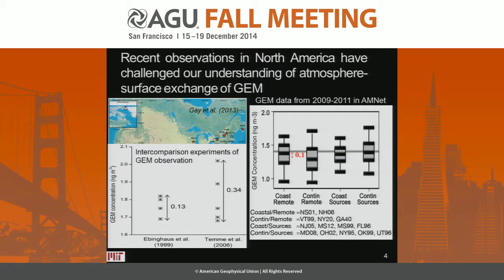However, no definitive conclusion can be drawn from this plot because of the limited measurement size, and more importantly, the large intercomparison errors of GEM observations by different labs. This plot shows results from two intercomparison experiments of GEM observations. We can see that GEM concentrations measured by different labs can differ by 0.1 to 0.3 nanogram per cubic meter. This large intercomparison error comes from different labs following different operational standards and calibration protocols.